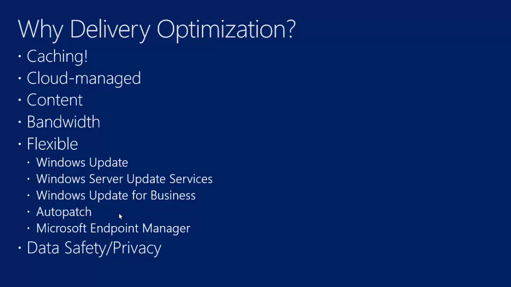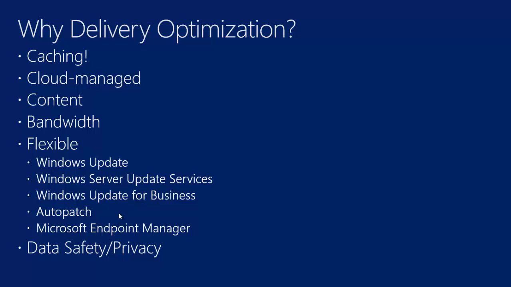You can use delivery optimization with all of that, right? And then certainly there are some content types that only work with Intune or other things. Again, more in the minutia there, but we'll get to some of that in a minute. And we talked about the data safety and the privacy that you can get with delivery optimization.